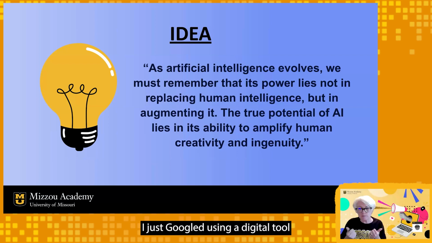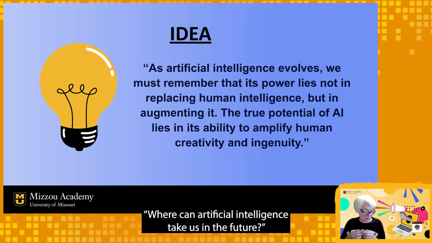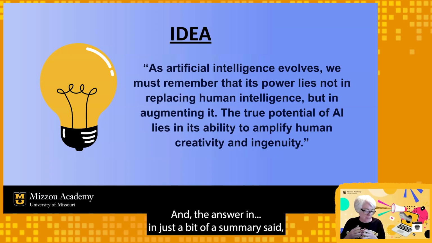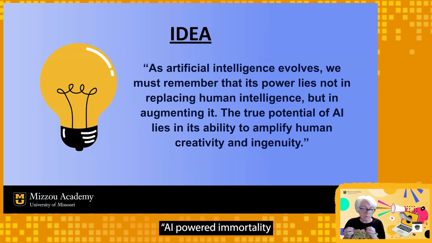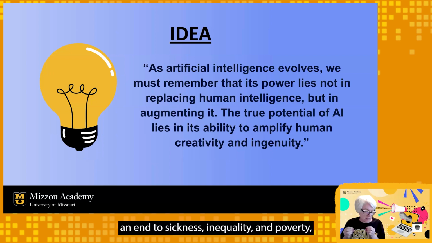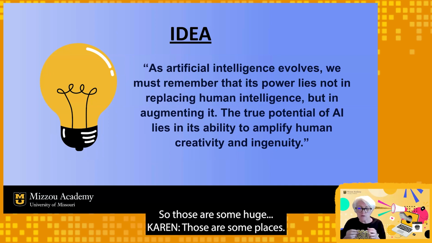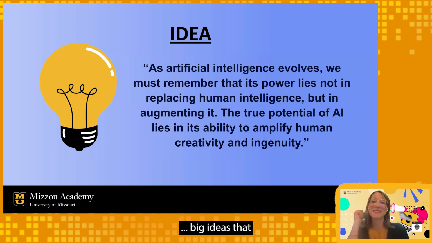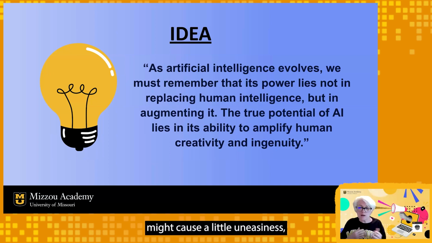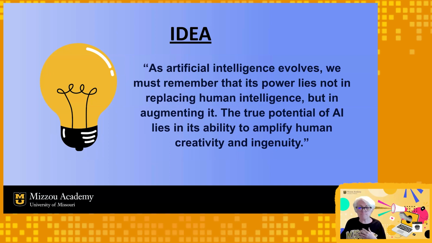I just Googled using a digital tool as prompted, and basically I asked where can artificial intelligence take us in the future, and the answer, in just a bit of a summary, said AI-powered immortality, an end to sickness, inequality, and poverty, and a solution to the climate catastrophe facing our planet. So those are some places. Big ideas that might cause a little uneasiness, but for me, it's intriguing and exciting.